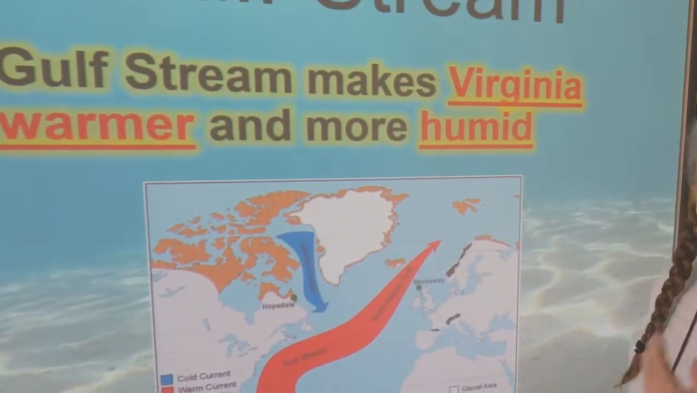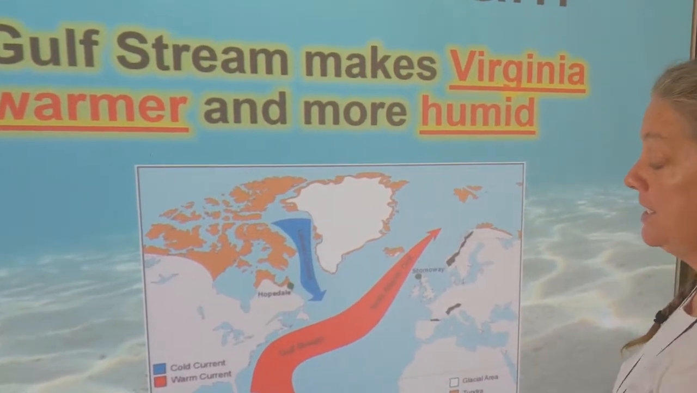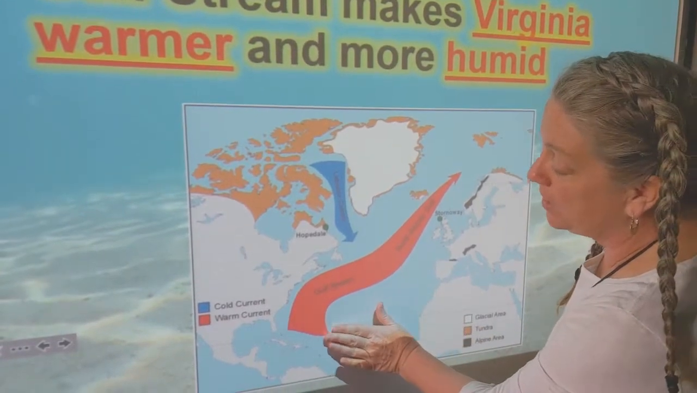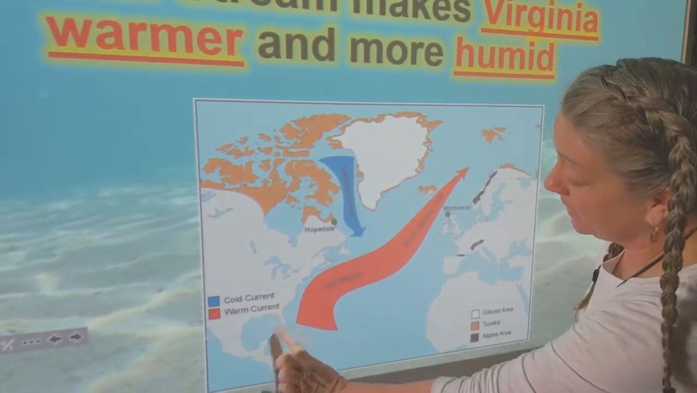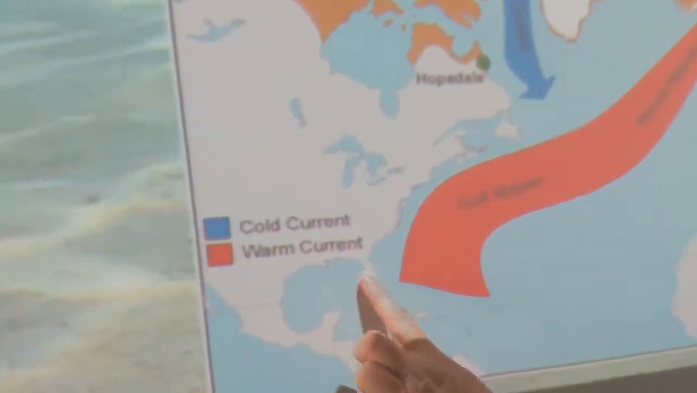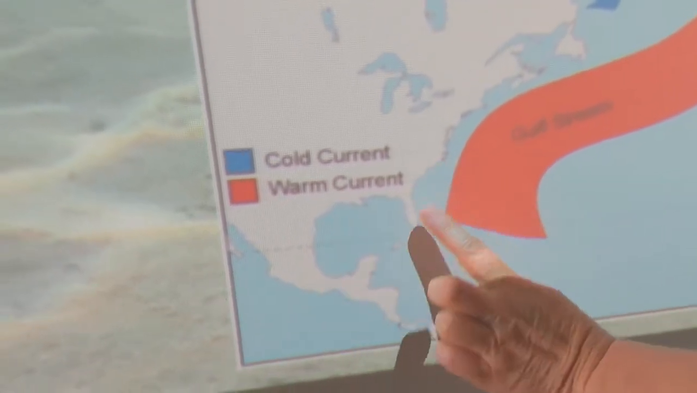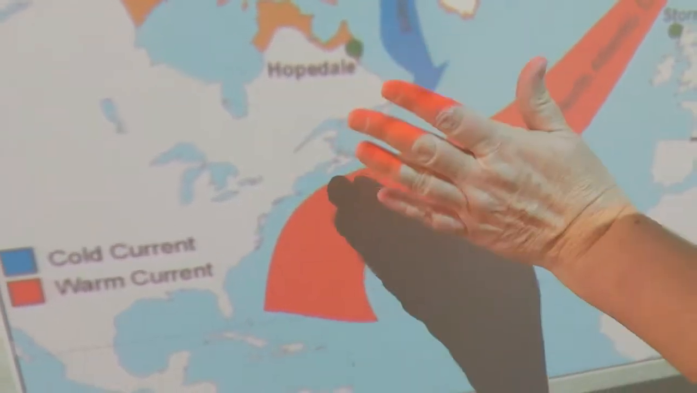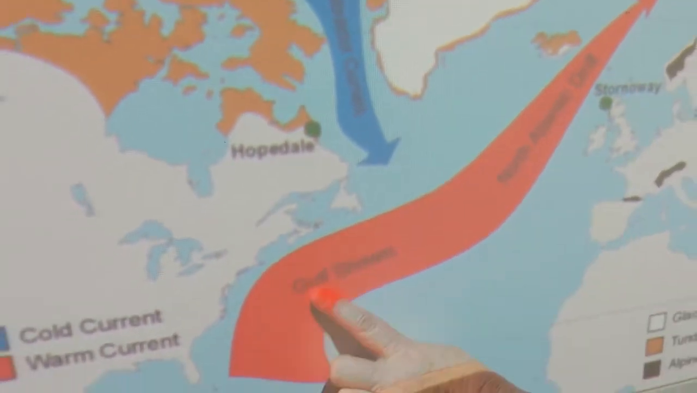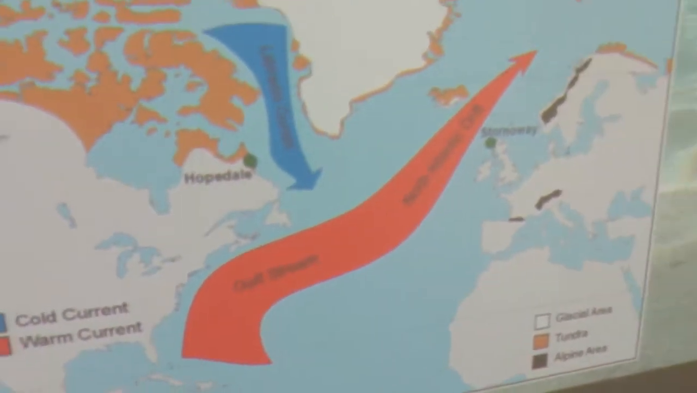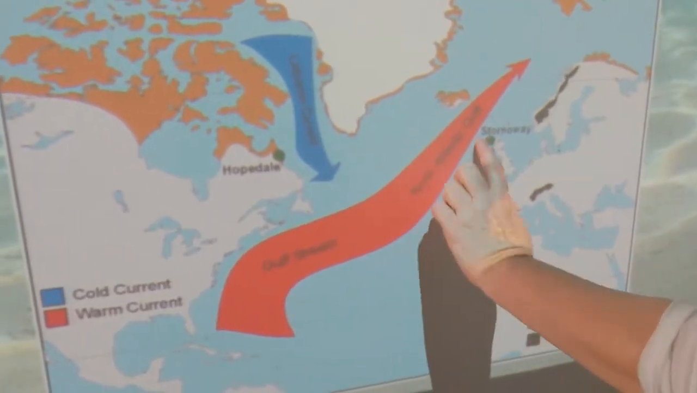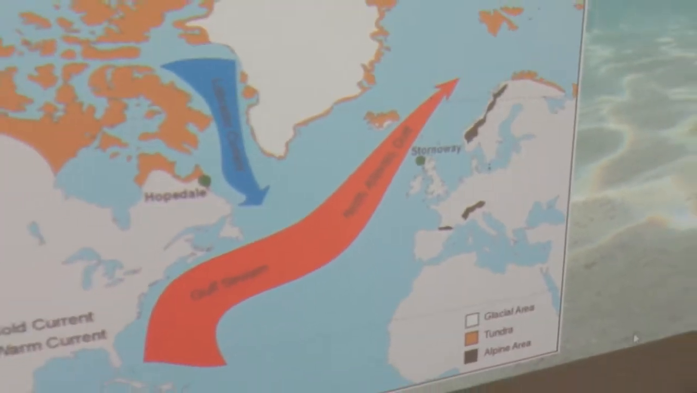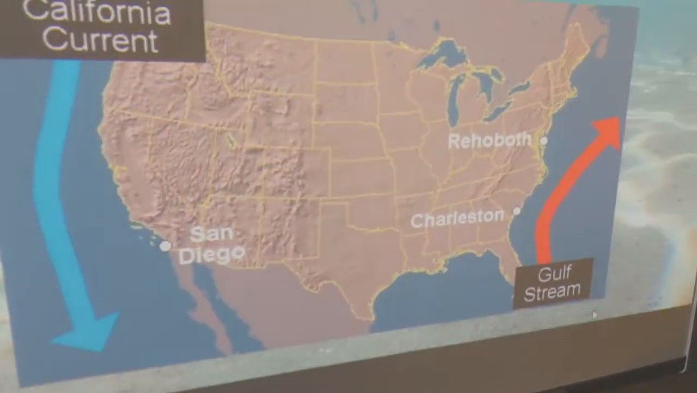The Gulf Stream, we spoke a little bit about currents, and we have a current that goes along the equator, goes along the Gulf of Mexico, the southern part of the United States. It is warm. It brings us a lot of warmth. That is called the Gulf Stream. And it also influences places as far as Great Britain. Okay, so it makes Virginia warmer and more humid.